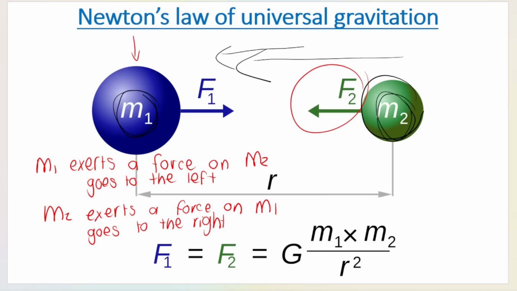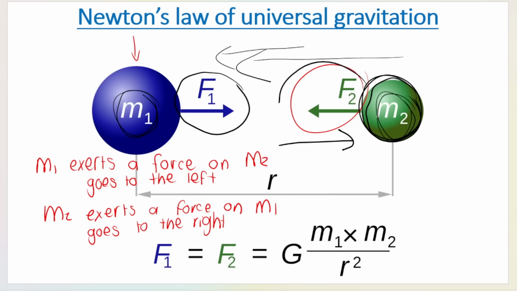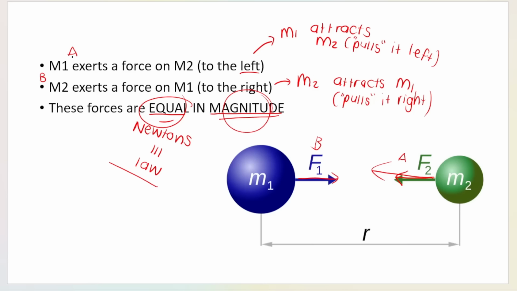The green object is pulling the blue object to the right. So mass 2 exerts a force on mass 1 that goes to the right. These forces are equal in magnitude but opposite in direction. Okay? So mass 1 and mass 2 exert an equal but oppositely directed force.